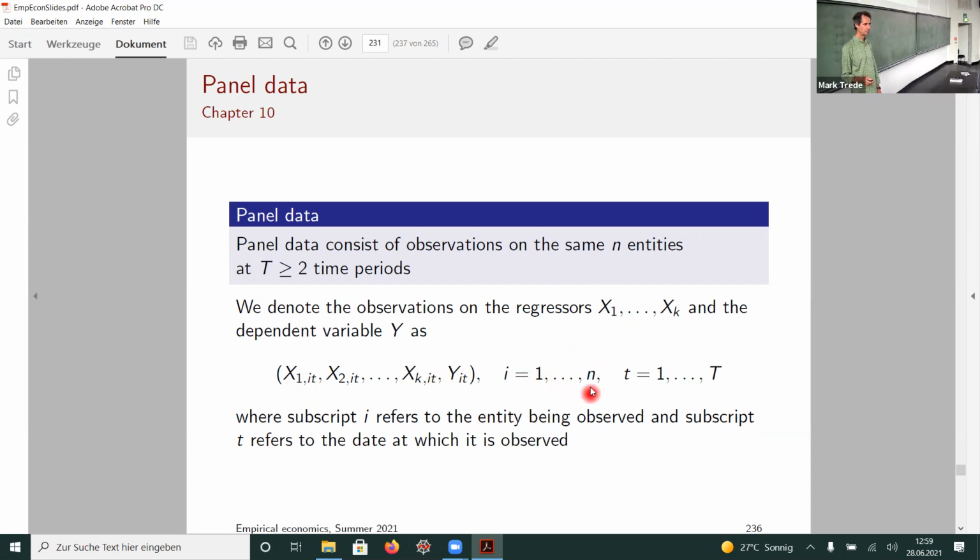We assume that we have little n individuals and capital T periods. So n is usually large, and T is, depending on what kind of data you have, but most of the time not large. 10, 5, but it must be at least 2.